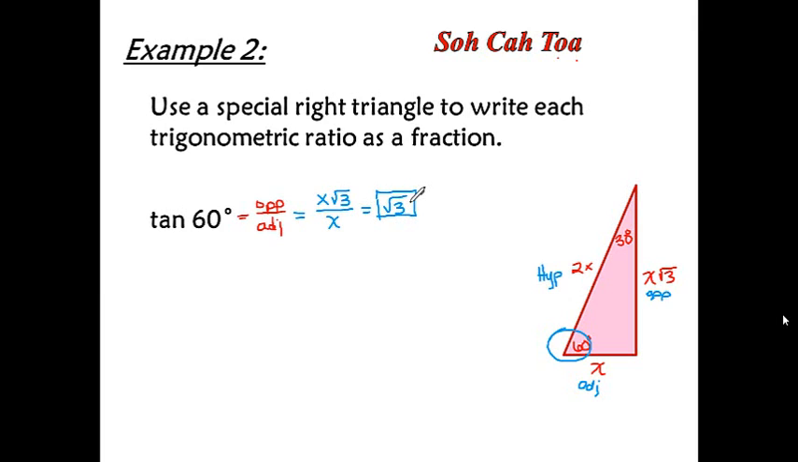Okay, let's do another one of those. Let's try the sine of 60 degrees. The sine is always opposite over hypotenuse. Again, I have x over x, that reduces to 1, so I'm left with the square root of 3 over 2.